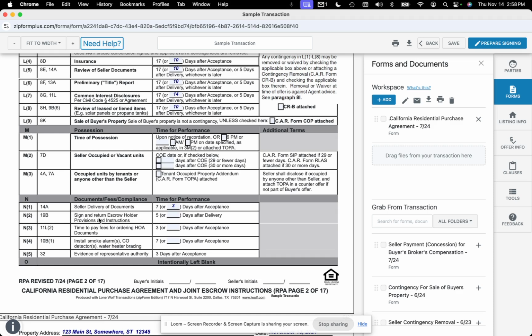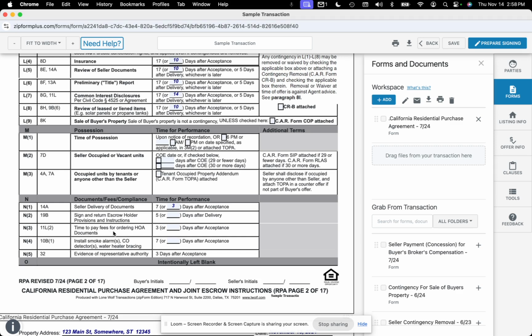Then to sign and return the escrow holder provisions and instructions at the bottom of this contract, the escrow holder has to send you back the last page signed and a photocopy of that. 5 days is fine. It's really no rush. We just have to get it before the close of escrow.